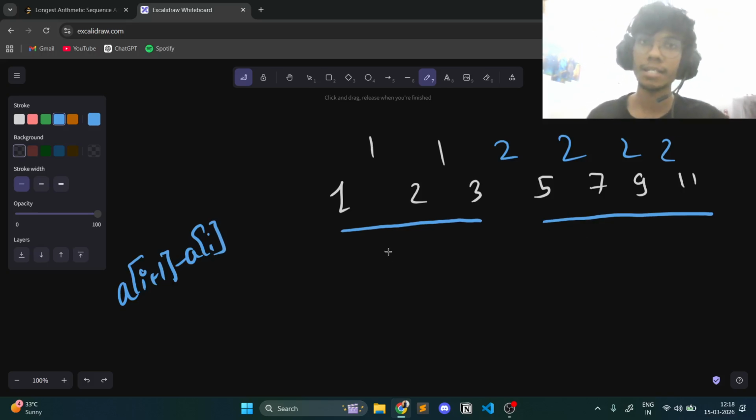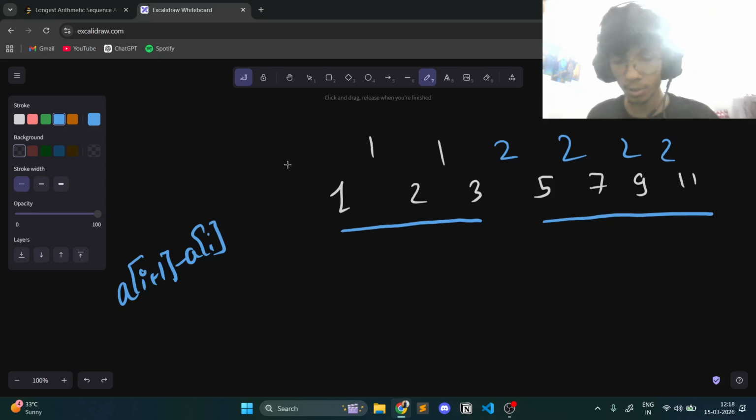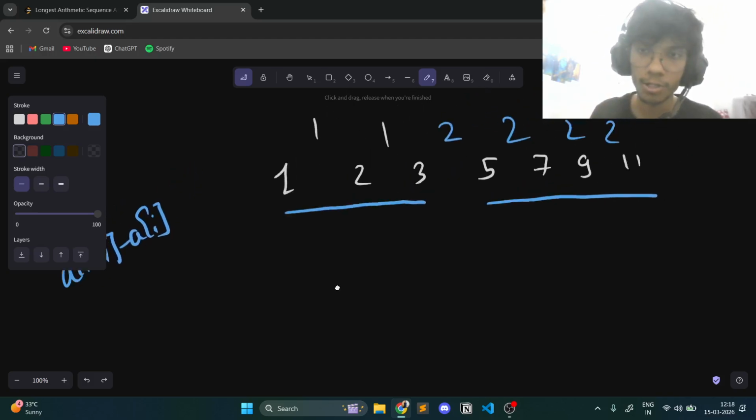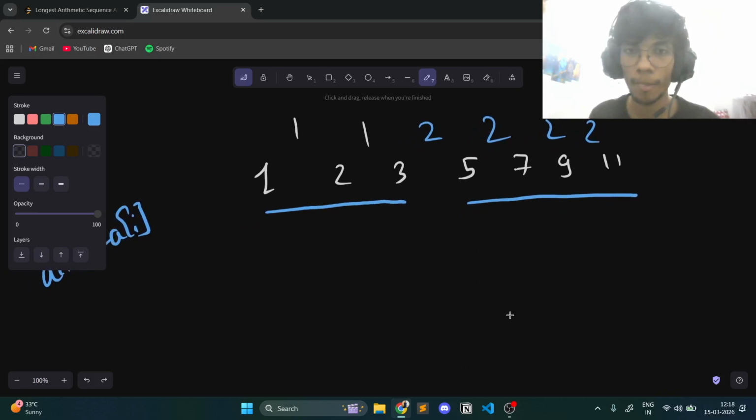Also, there is one catch in the problem: we can change at most one element. So we can pick any element and change it. Also, we can choose not to replace any element. So yeah, that is also there.